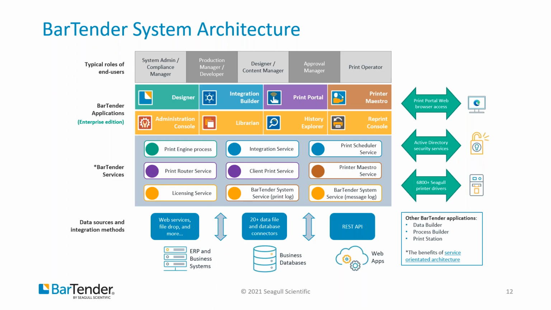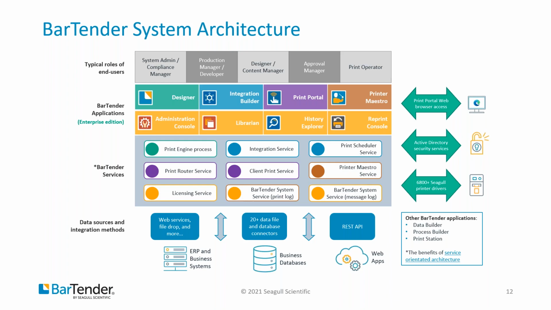Beneath that, we see some of the key BarTender applications. We'll come on to those in just a moment. And beneath that, the various BarTender services. So these are the Windows services that are always running in the background on the BarTender server that are executing key tasks of the BarTender system. Now, connected to this, of course, users can access parts of the software via web browser, in particular Print Portal, which is the web application.